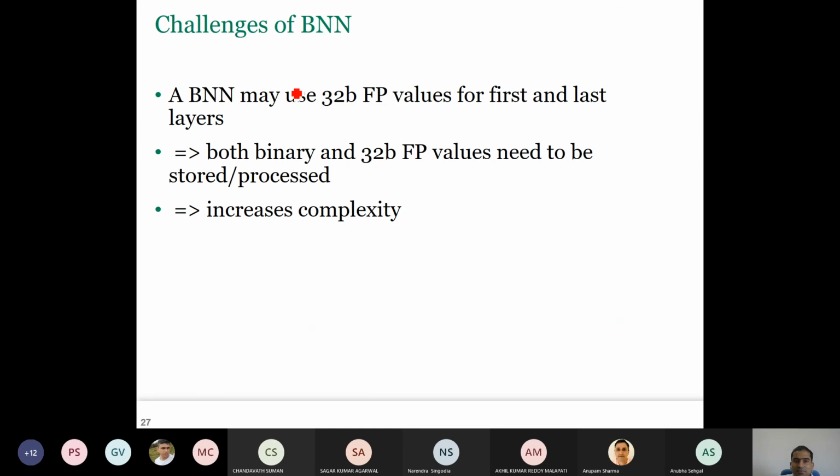Now there are some challenges of BNN. Here, in the first and last layers, because we are the interface, our original image will be specified in 32-bit floating point, and the last output also has to be floating point. That means in the first and last layers we have to deal with floating point numbers, even though the intermediate layers will be processing just binarized values. So overall your accelerator has to deal with both binary and floating point numbers, which increases complexity.